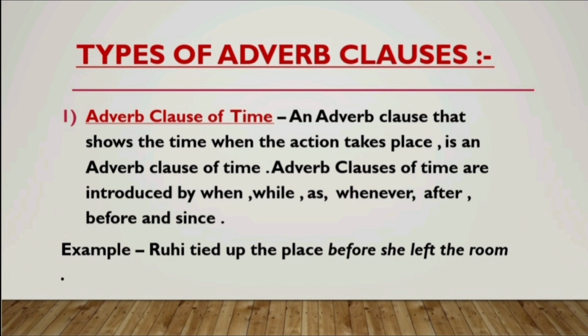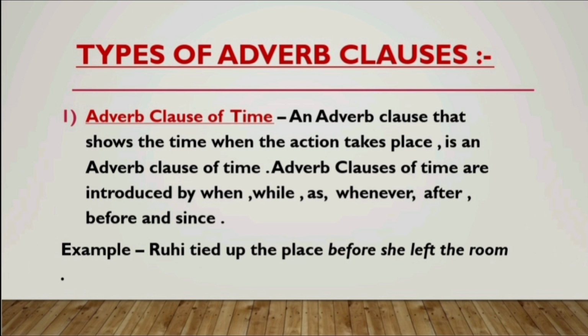And basically such clauses are introduced by words like when, while, as, whenever, after, before, since. So an adverb clause of time is a type of clause which shows the time when the action takes place, and they are introduced by words like when, while, as, whenever, after, before or since.